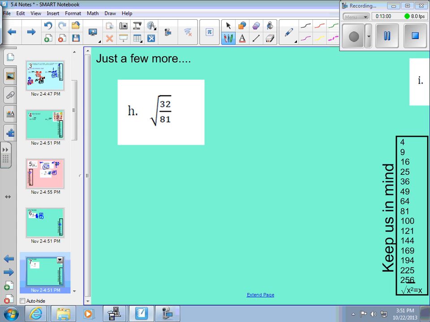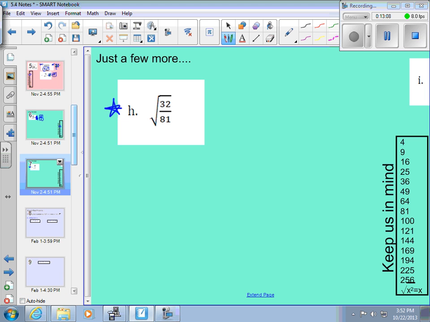All right, let's look at H. Square root of 32 over 81. Why don't you try this one out for tomorrow? See if you can do H for tomorrow, and we'll check that one. Let's look at the last one here, I.